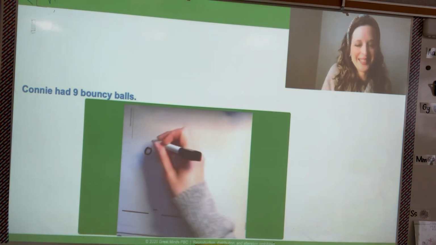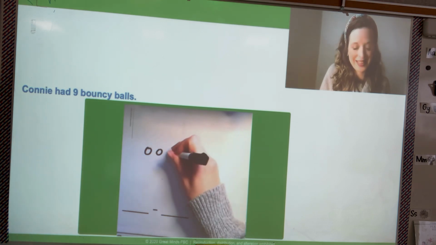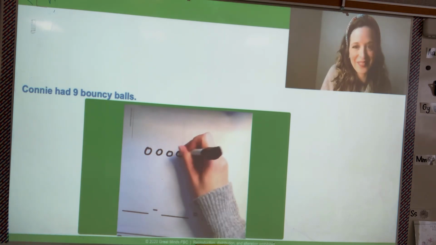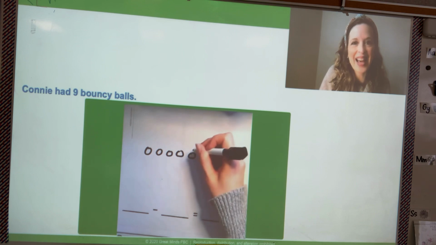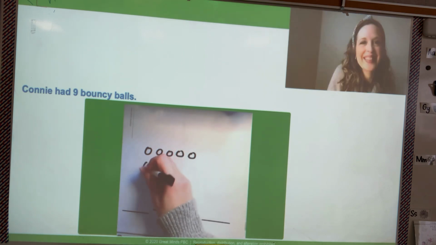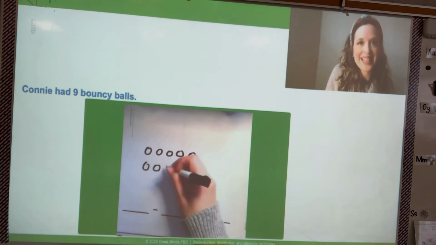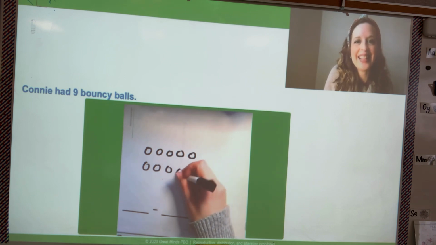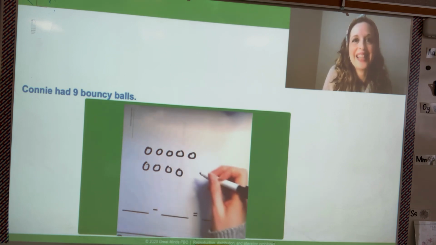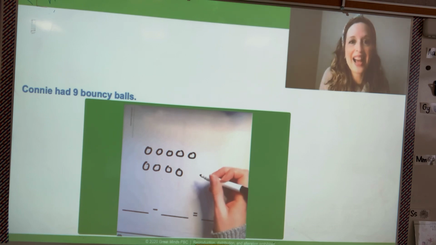One ball, 2, 3, 4, 5, 6, 7, 8, 9. Here are Connie's 9 bouncy balls. Let's read the next chunk.